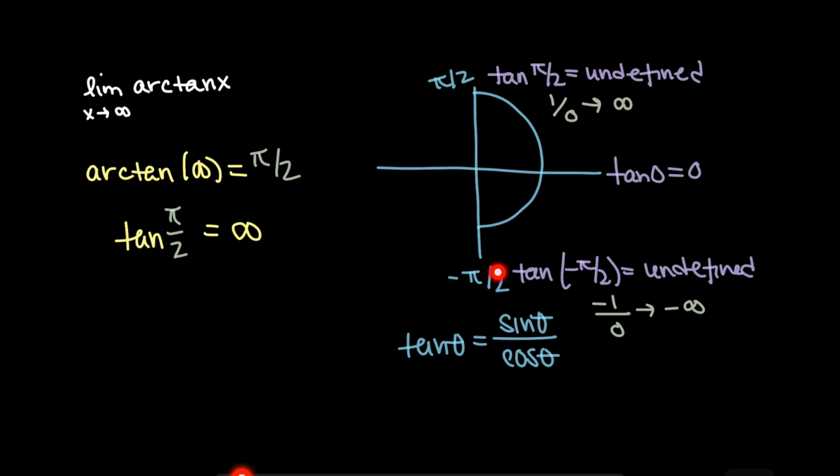When your angle is negative pi over 2, you actually have sine is negative 1. So you've got negative 1 divided by 0. That's going to go to negative infinity. So when does tangent equal infinity? That would be pi over 2, when the angle is pi over 2. So arctangent of infinity goes to pi over 2. And that's going to actually be my limit. The limit as x goes to infinity of arctangent of x is pi over 2.